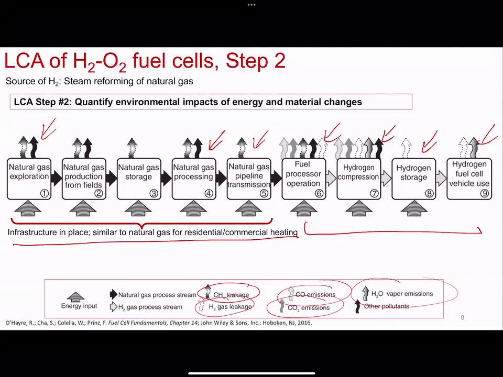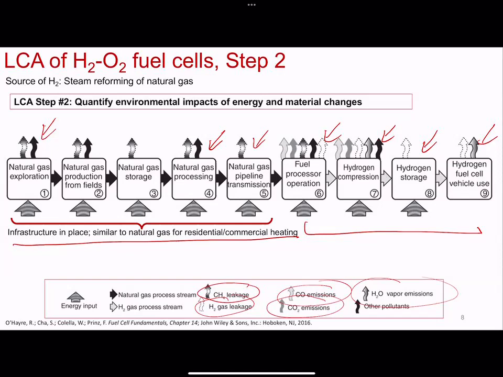So if we didn't have hydrogen infrastructure already, and there's a little bit of hydrogen infrastructure, but not a lot, then we would have to invent everything from box 6 and on. So there you'd have to think about, okay, how do I invent a new hydrogen storage tank? Is steel better than carbon composites?